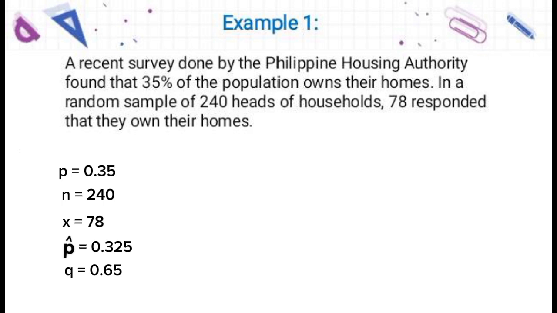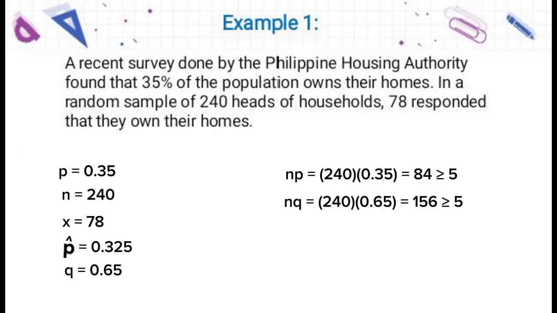To determine if the sample size is sufficiently large, let us solve for NP. Our N again is 240, our P is 0.35. And the product of this is 84, and this is greater than 5.